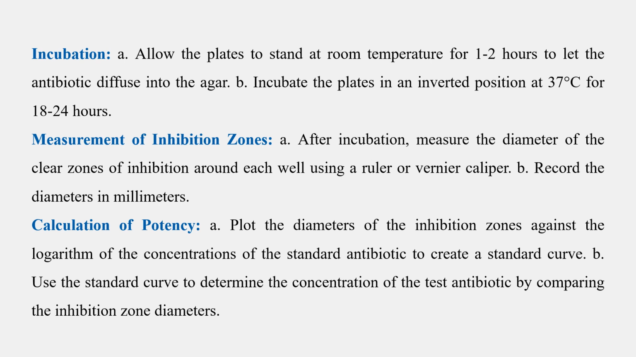Calculation of potency. A. Plot the diameters of the inhibition zones against the logarithm of the concentrations of the standard antibiotic to create a standard curve. B. Use the standard curve to determine the concentration of the test antibiotic by comparing the inhibition zone diameters.